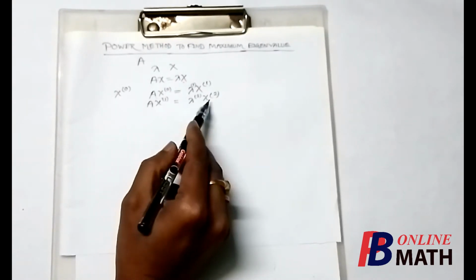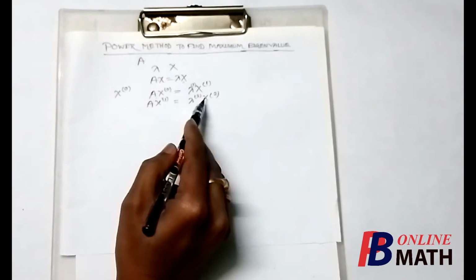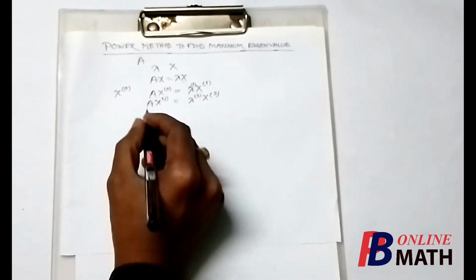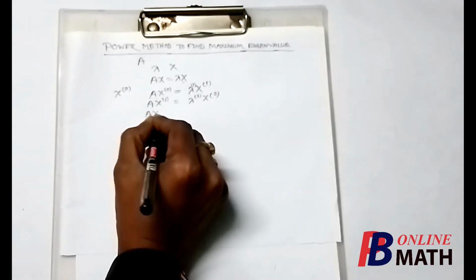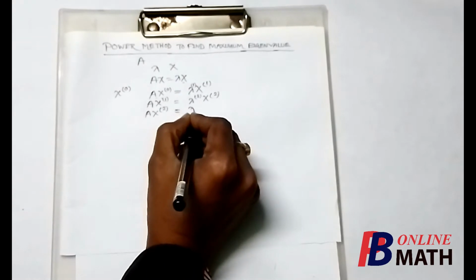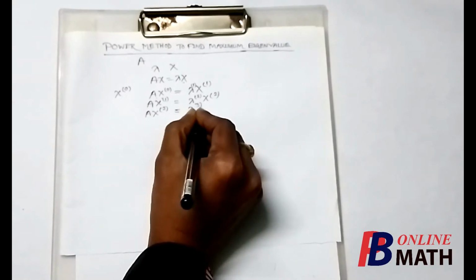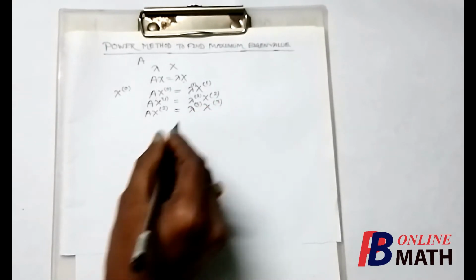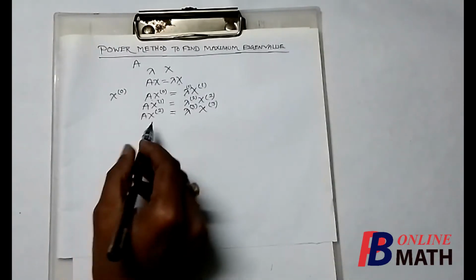Next we shall use this eigenvector x2 to multiply the matrix A. So we multiply A into x2. If we multiply this, then we get the third approximation of the eigenvalue and the corresponding eigenvector. So this method will continue.